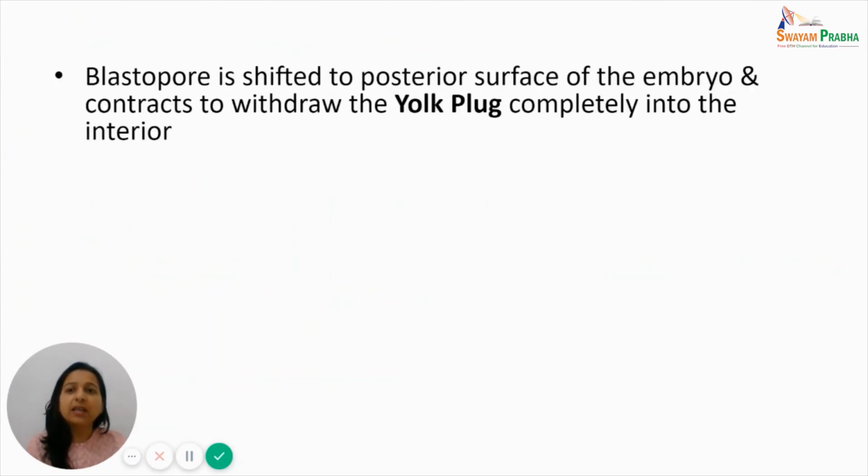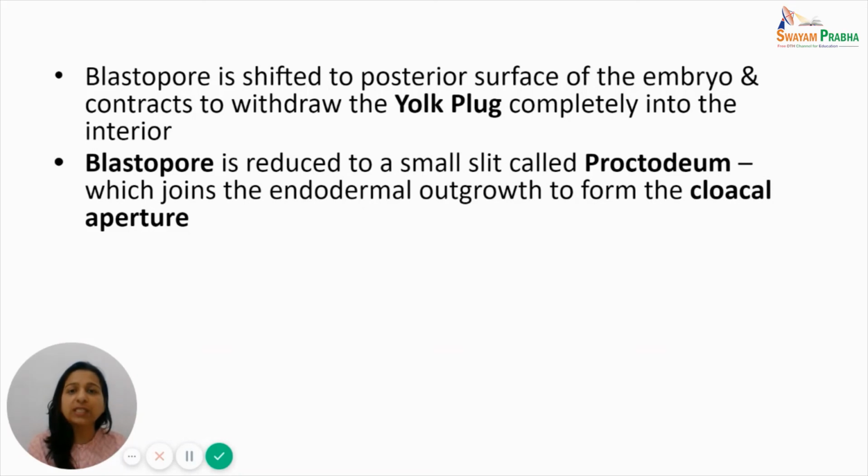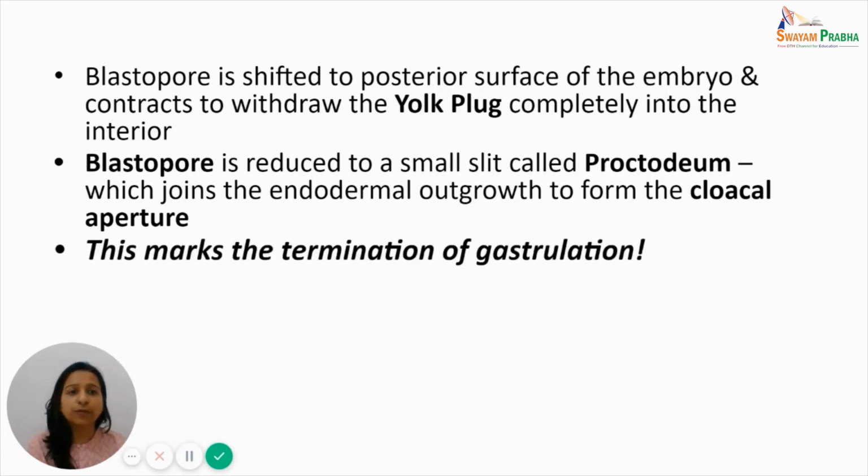Meanwhile, the blastopore is shifted to the posterior surface of the embryo and it contracts to withdraw the yolk plug completely into its interior. The blastopore is reduced to a small slit which is called proctodeum. This proctodeum joins the endodermal outgrowth to form the cloacal aperture of the embryo, and this marks the termination of gastrulation.